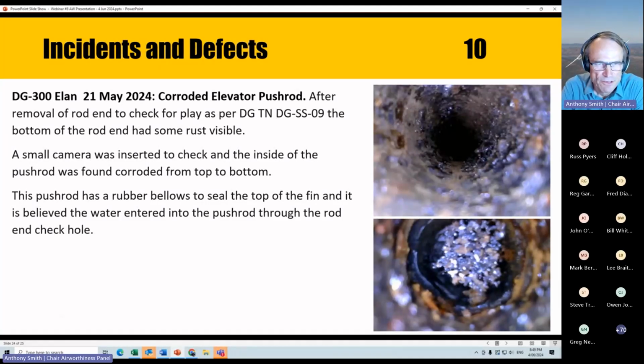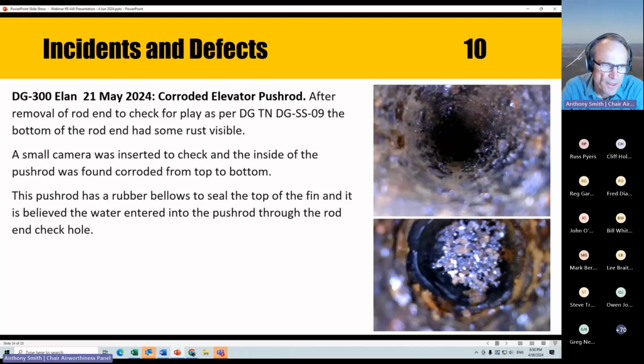In May, a DG300 found a corroded elevator push rod. Now this is the vertical push rod in the fin. They removed the rod end to check for free play as per the DG technical note, and they found that the bottom of the rod end had some visible rust. So they had a very small inspection camera which they were able to insert and inspect the inside of the push rod, and they found that it was corroded with water sitting in the bottom of the push rod.